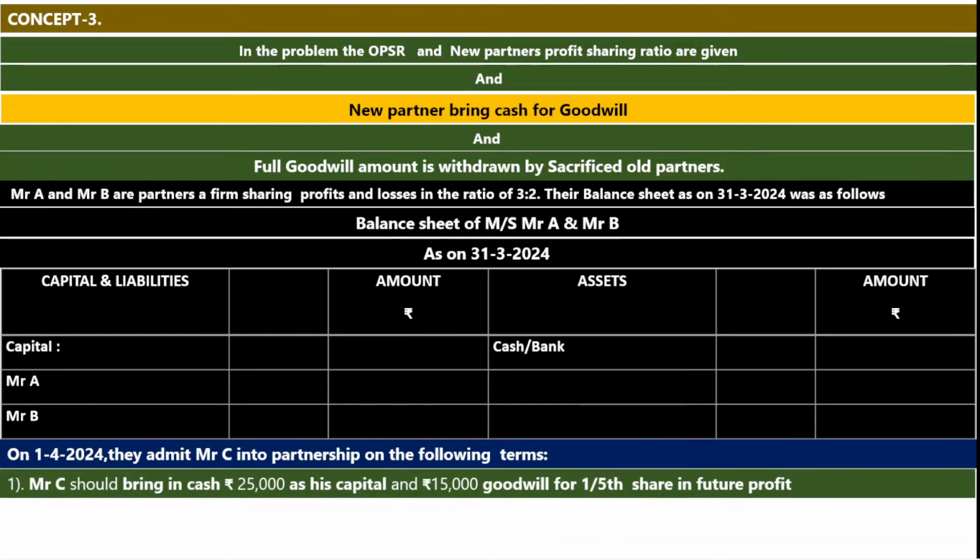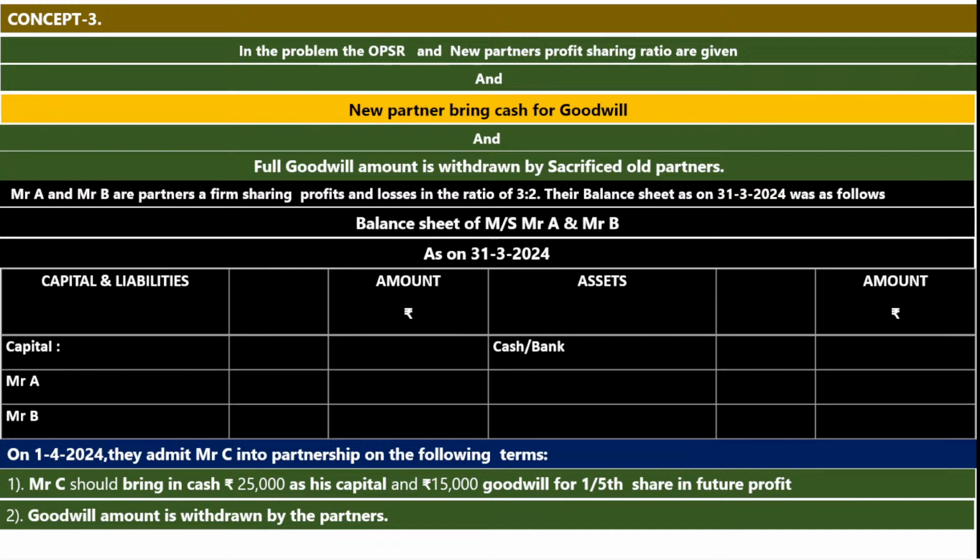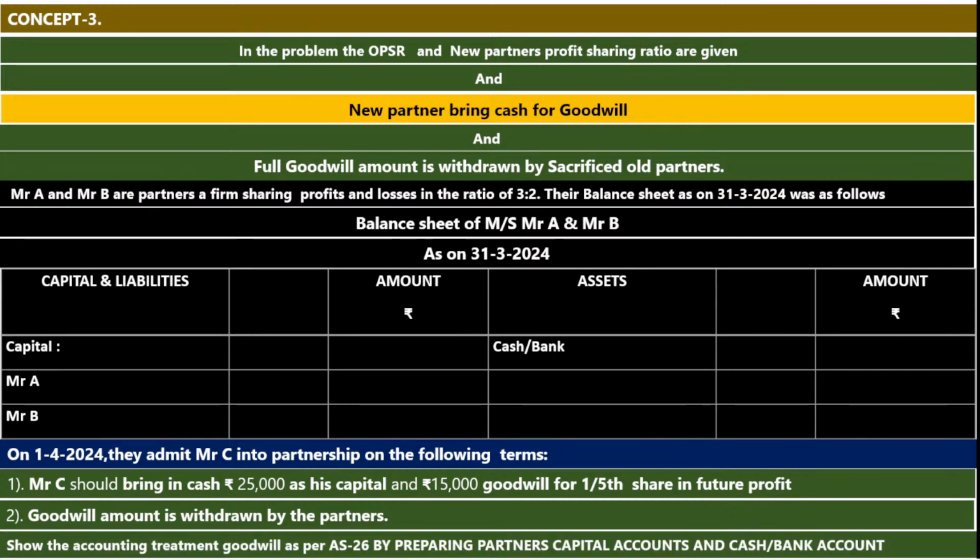Mr. C should bring in cash. See this. The new partner brings cash for his capital and 15,000 for goodwill. Goodwill amount is withdrawn by the partners. Full goodwill amount is withdrawn by the partners. I think everybody understands the question. Show the accounting treatment of goodwill as per AS 26 by preparing partners' capital account and cash or bank account. Pause the video. Write the question.